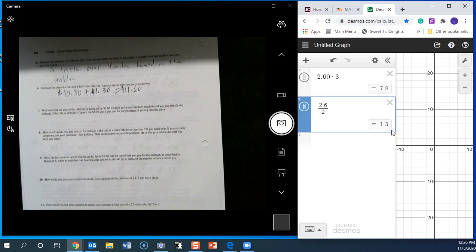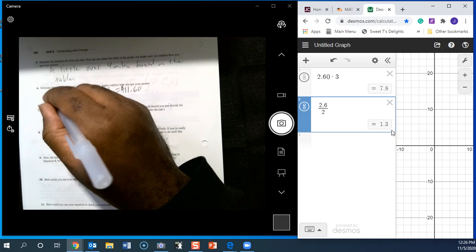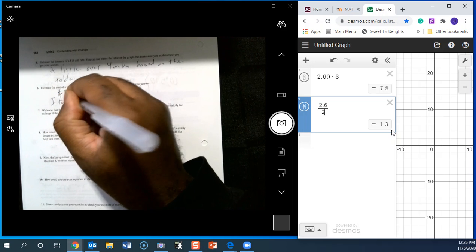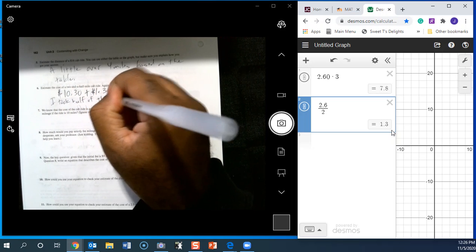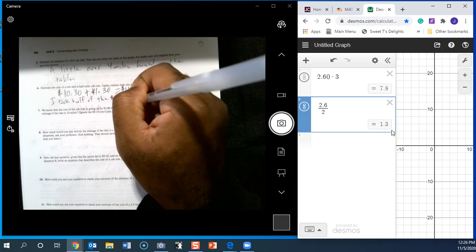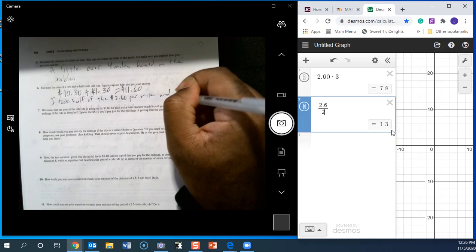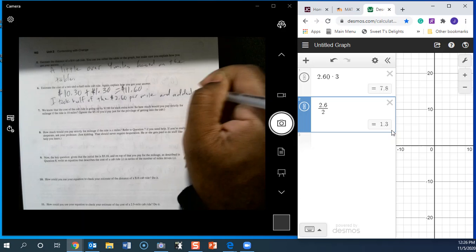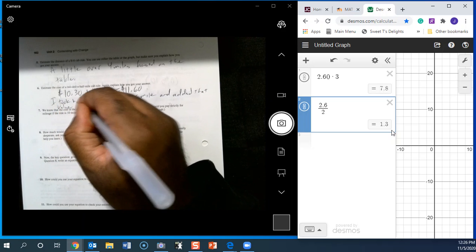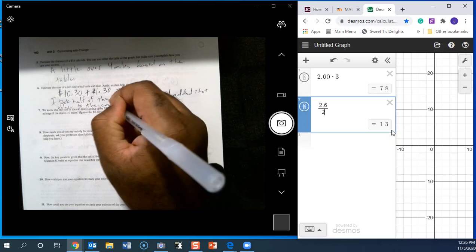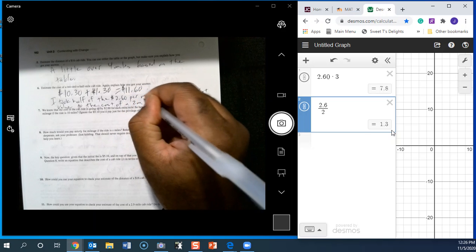Now it says explain how you got your answer. You could just say, I took half of the $2.60 per mile and added that value to the cost of a 2 mile cab ride.